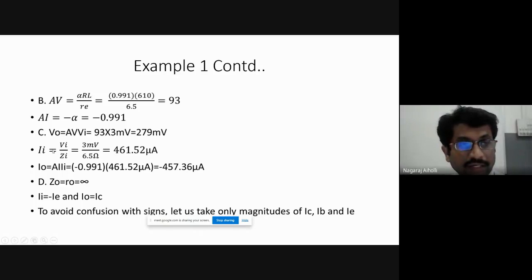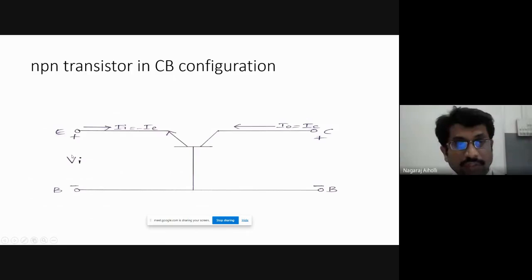After calculating the input current, how to calculate the output current? Is there any formula? Just think. What is the equation for current gain? I naught by II. Exactly. Therefore, I naught will be equal to AI into II. Current gain AI is I naught by II.